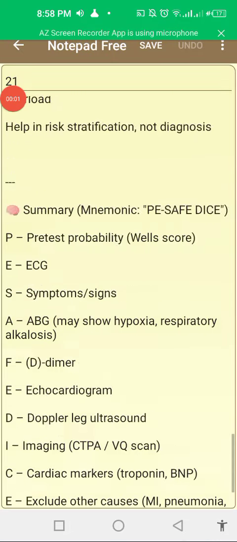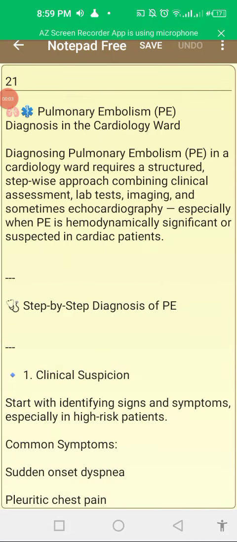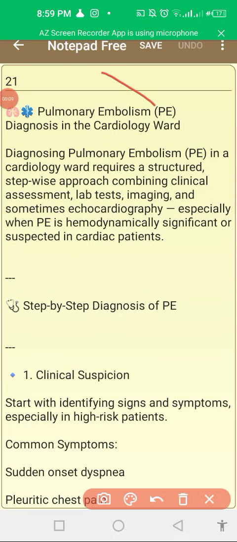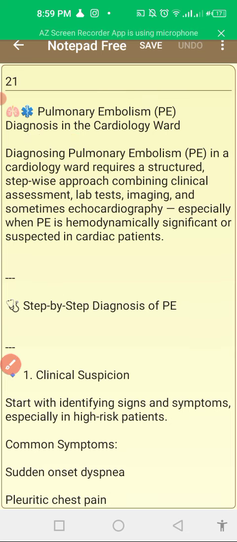Okay, welcome everyone. So now we are going to look at the topic that is pulmonary embolism. Pulmonary embolism in cardiology requires stepwise clinical assessments. To manage pulmonary embolism in cardiology, we will have to follow some steps.